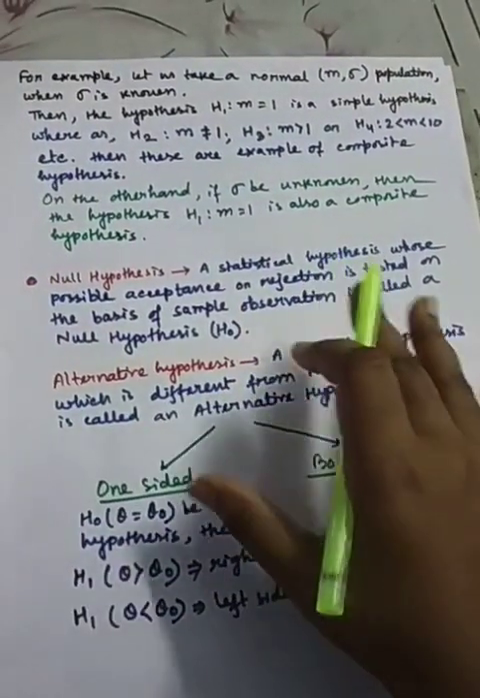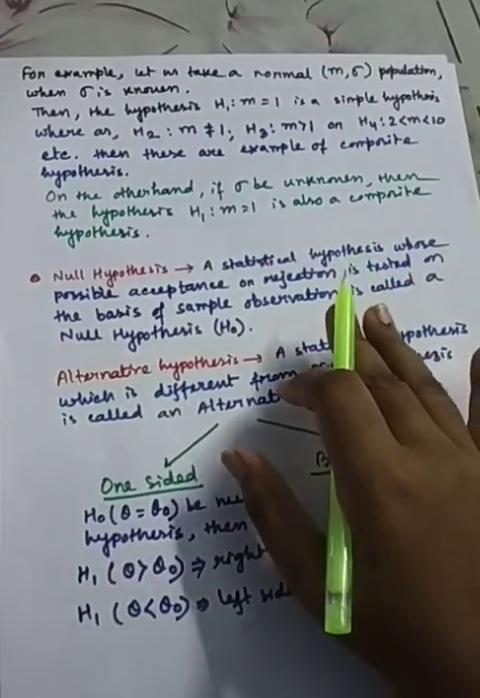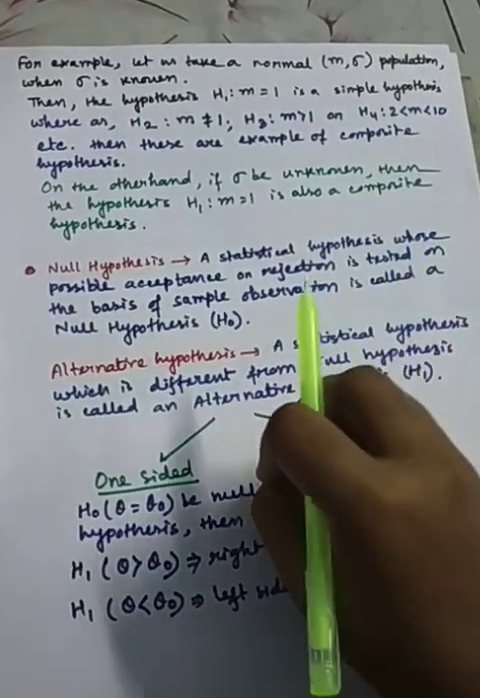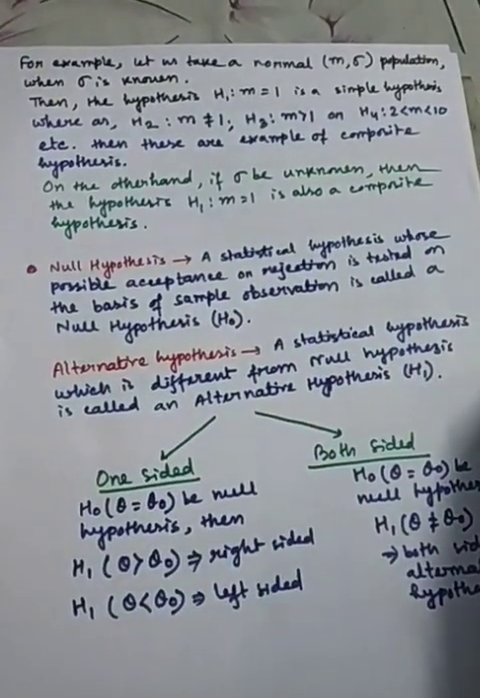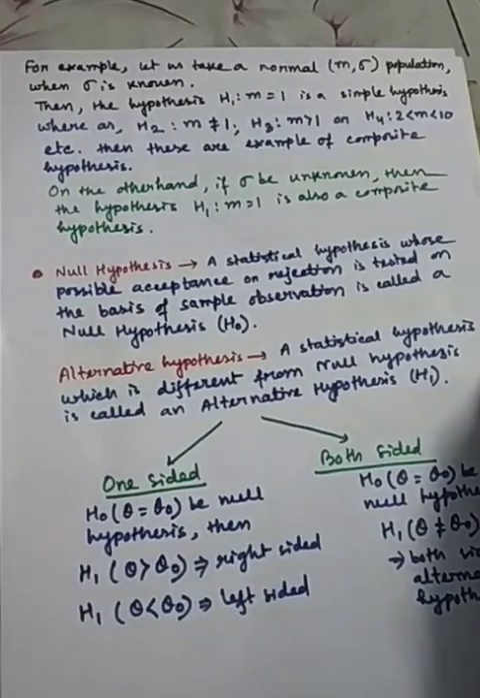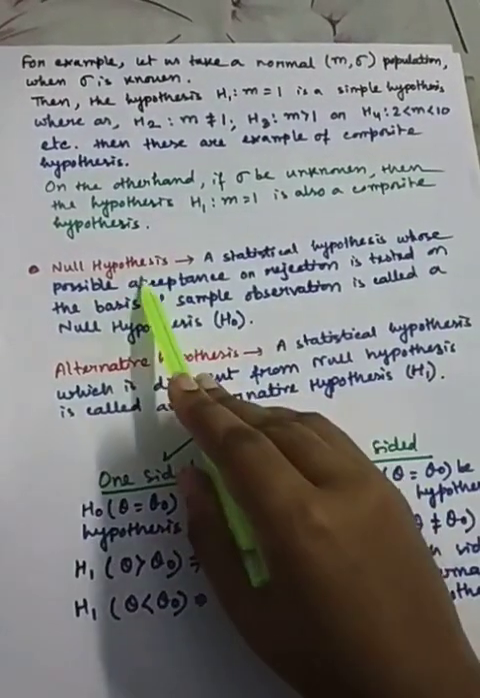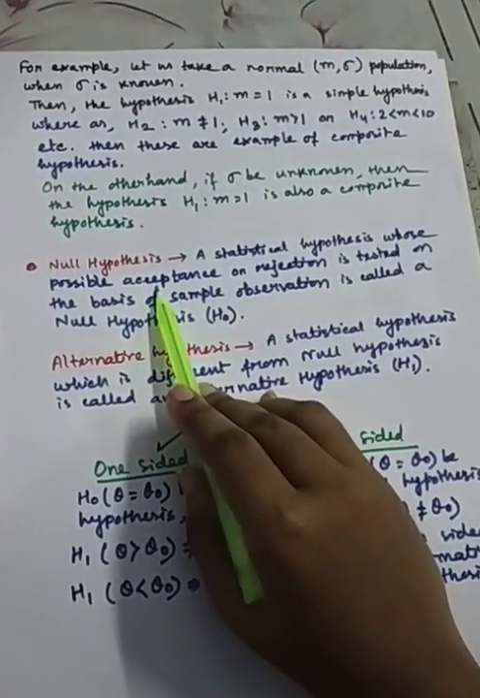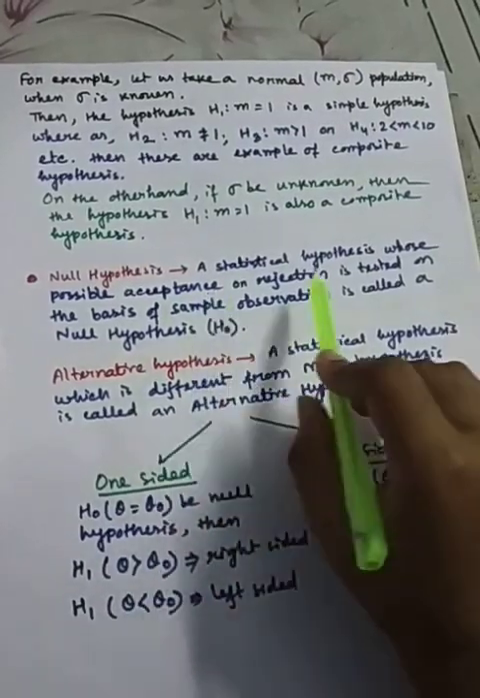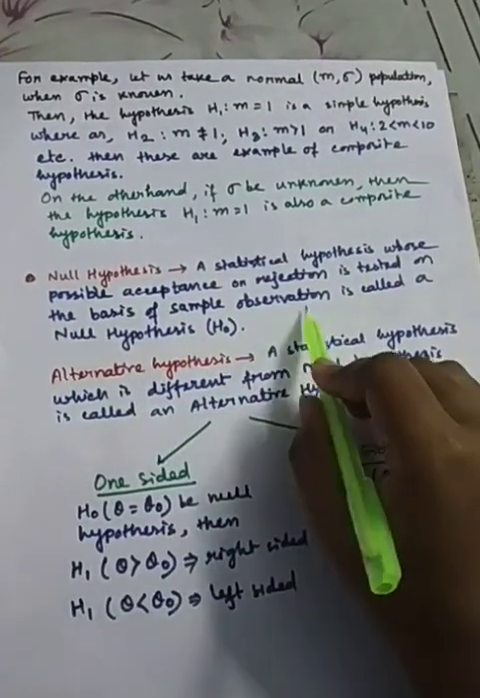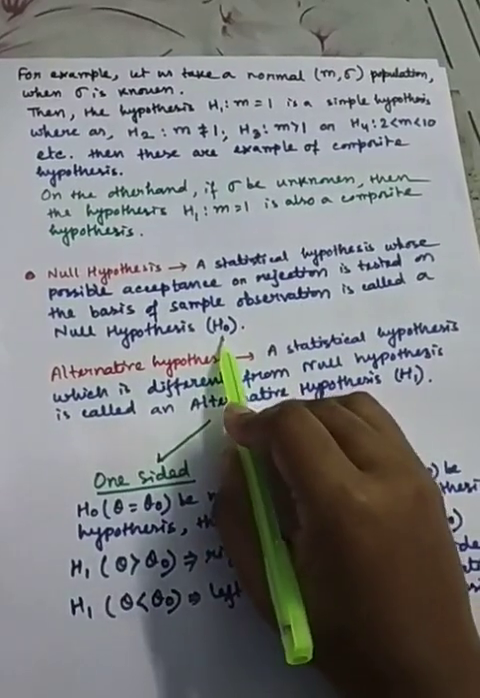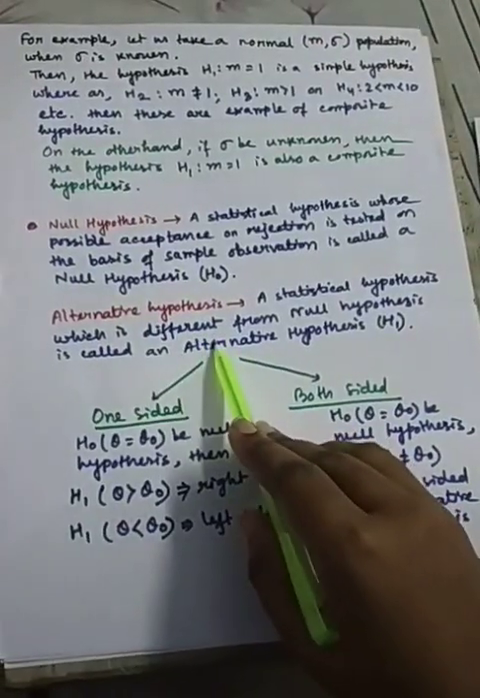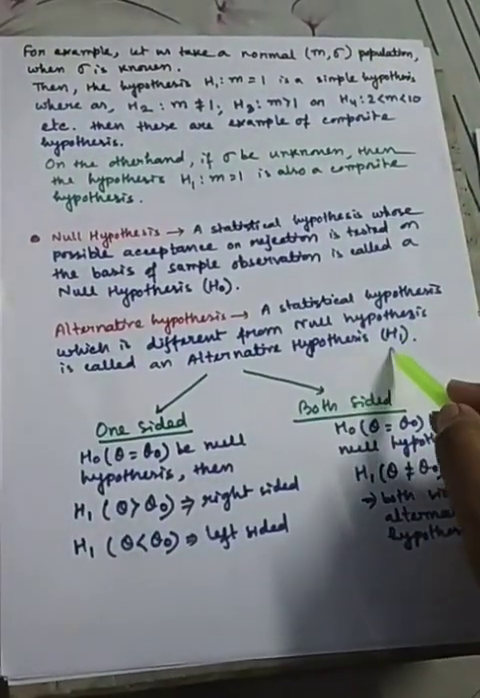Now, testing of hypothesis: in general, we cannot test a single hypothesis. We test a hypothesis on the basis of given sample observation against another hypothesis, and these two hypotheses are basically termed as null hypothesis and alternative hypothesis. Null hypothesis is a statistical hypothesis whose possible acceptance or rejection is tested on the basis of sample observation. It is basically denoted by the term H0. An alternative hypothesis is exactly opposite or different from the null hypothesis. It is denoted by H1.